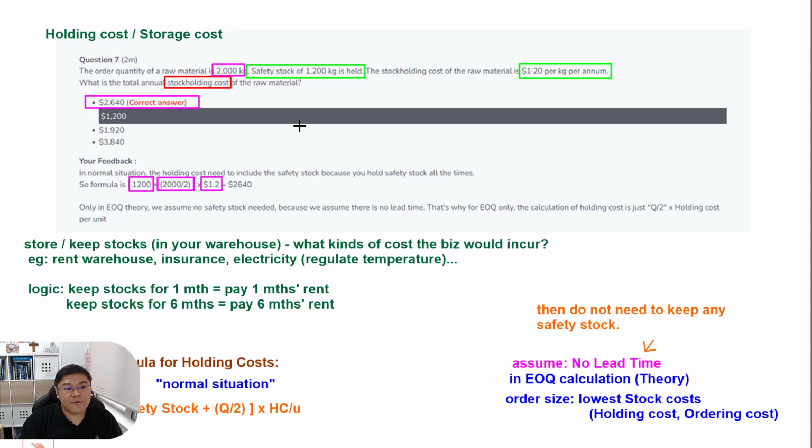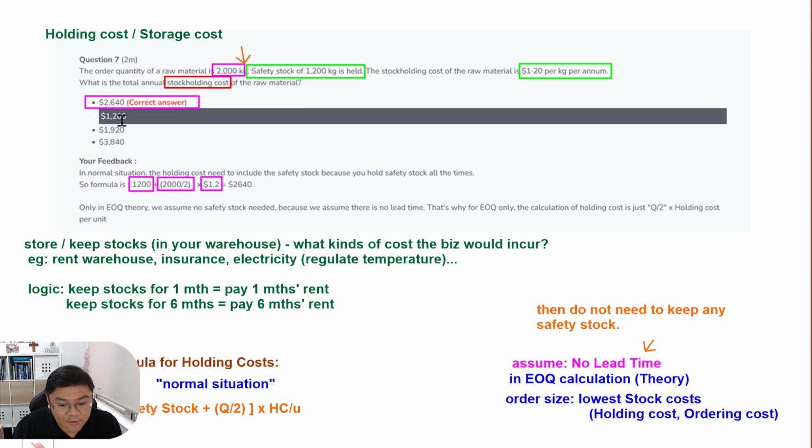Now if you have used only 1,000, which is Q divided by 2 times 1.2, you will get the answer 1,200. But that is not the normal situation. That only applies in an EOQ situation, which means you are doing an EOQ calculation. So like I said, how do I know which one I'm going to use? Normally, if the question gives you the safety stock, then you have to add in the safety stock.